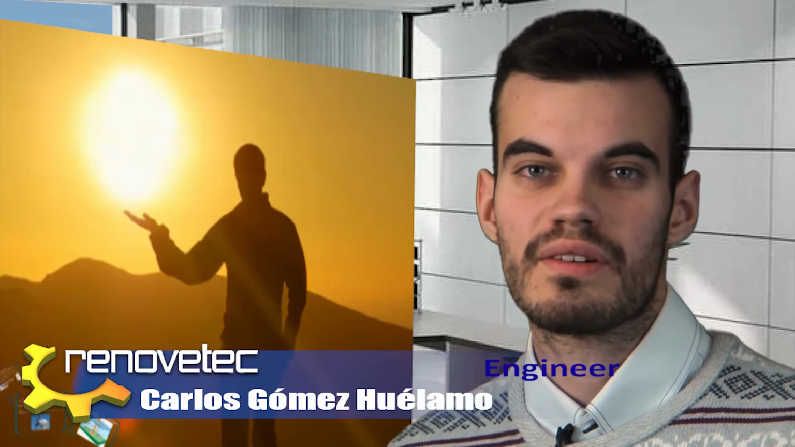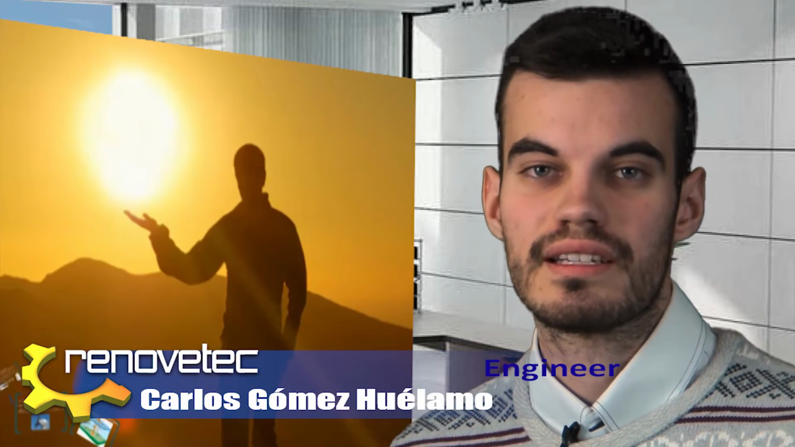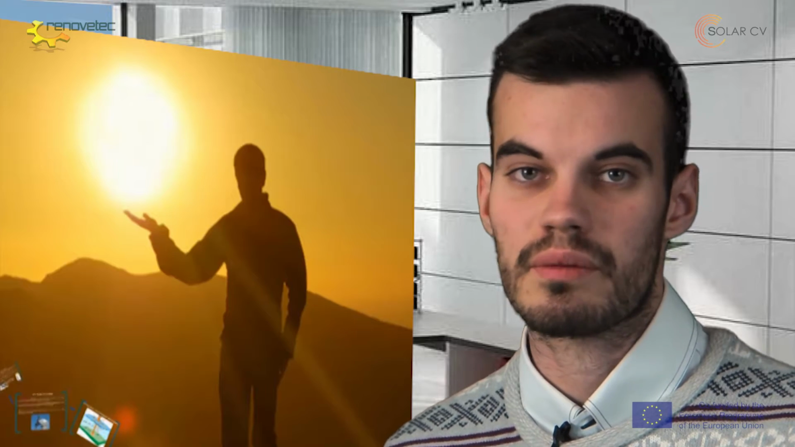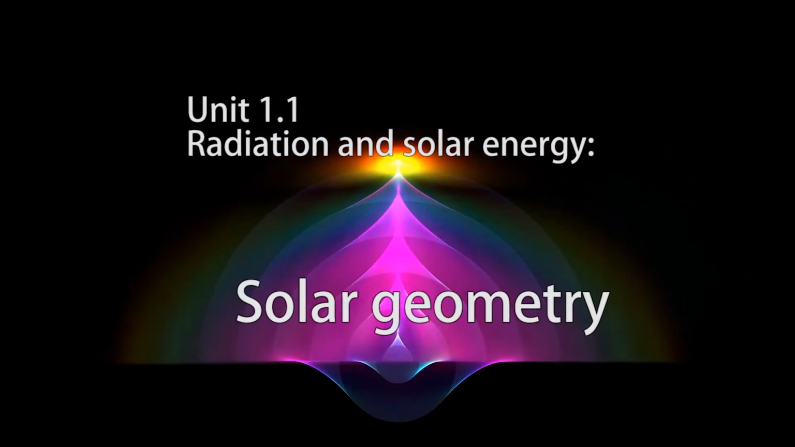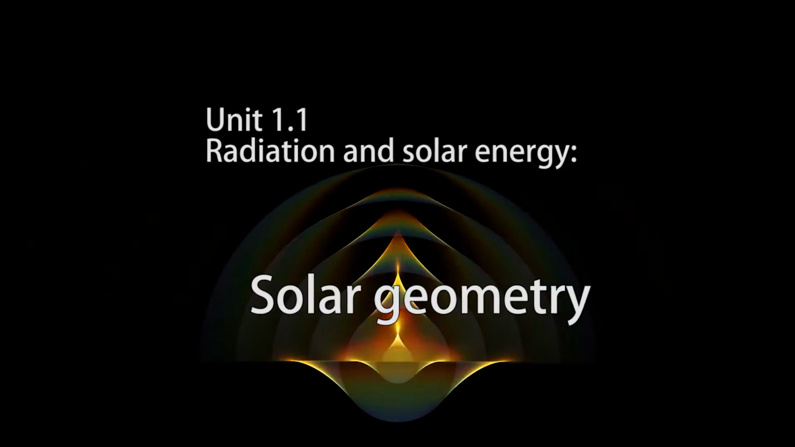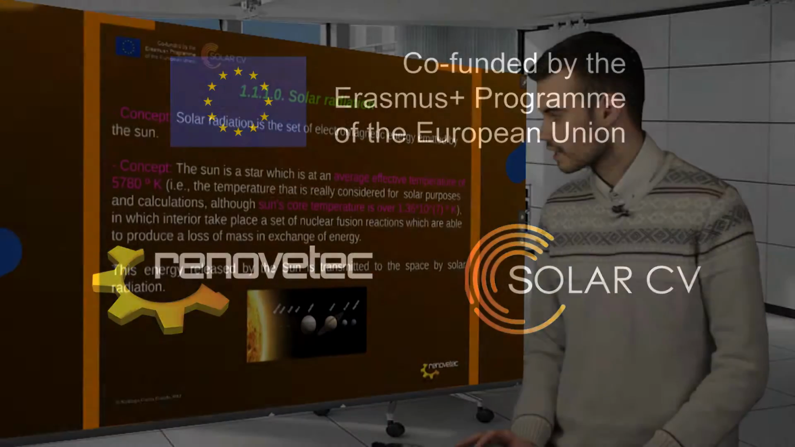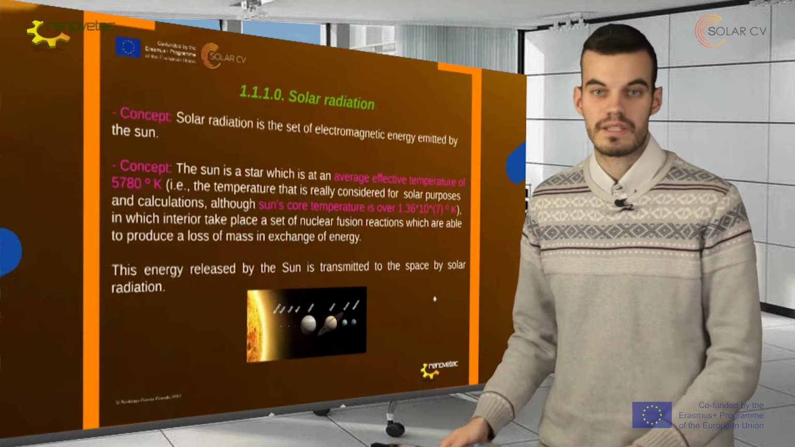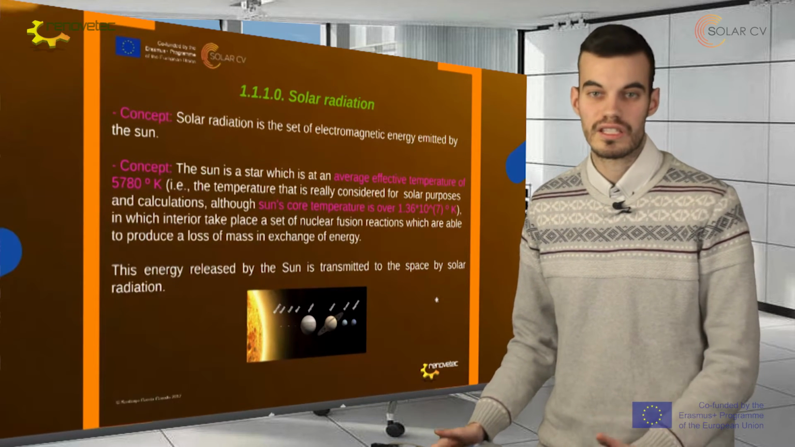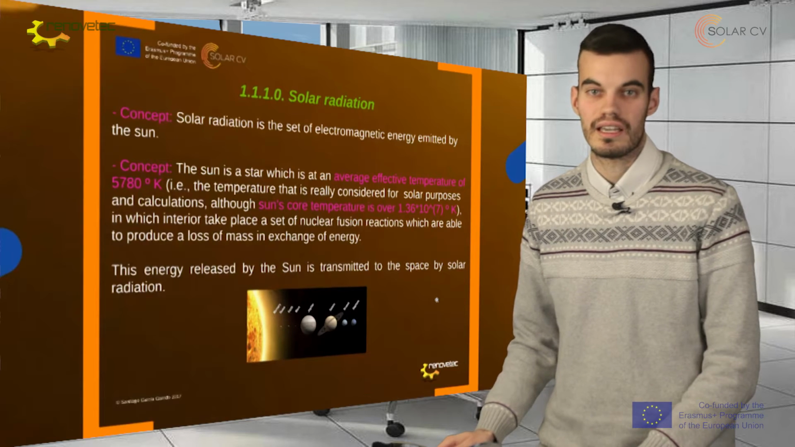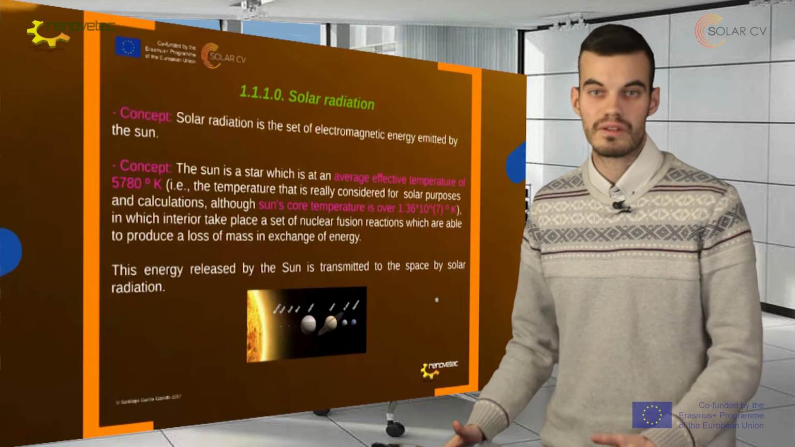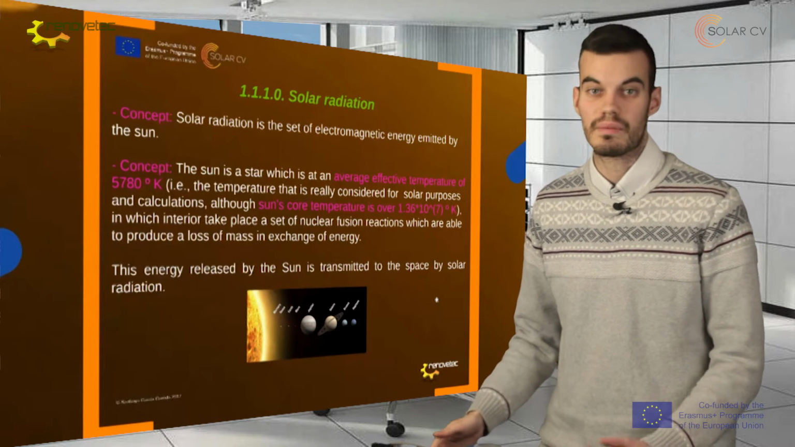Hello, in this first video we are going to see solar geometry, which is the first element belonging to solar radiation, which is the first unit of our solar project. Previously, to understand our Solarcv project, which is based on HTF system and solar field, we need to understand solar radiation. Solar radiation is the set of electromagnetic waves which are emitted by the sun.